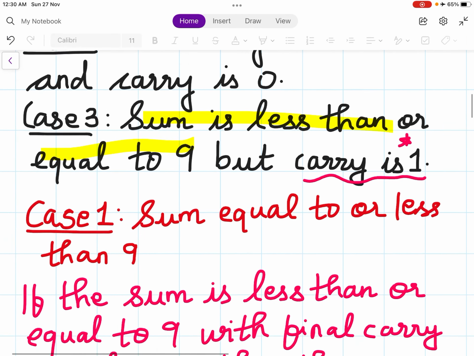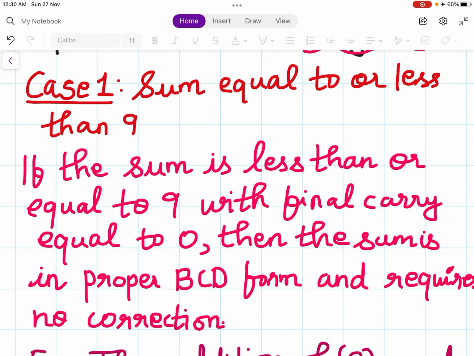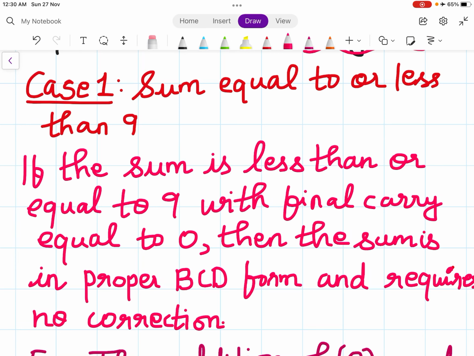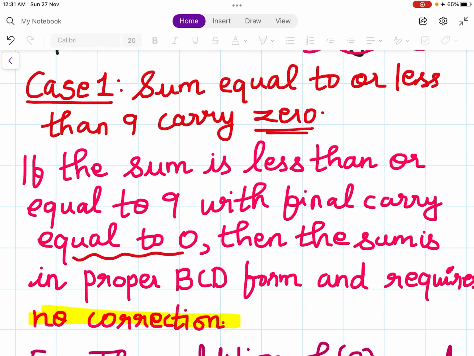So case number 1, sum is equal to or less than 9, and your final carry generated is 0. So if the sum is less than or equal to 9 with the final carry equal to 0, then the sum is a proper BCD form and requires no correction. We don't require any correction.